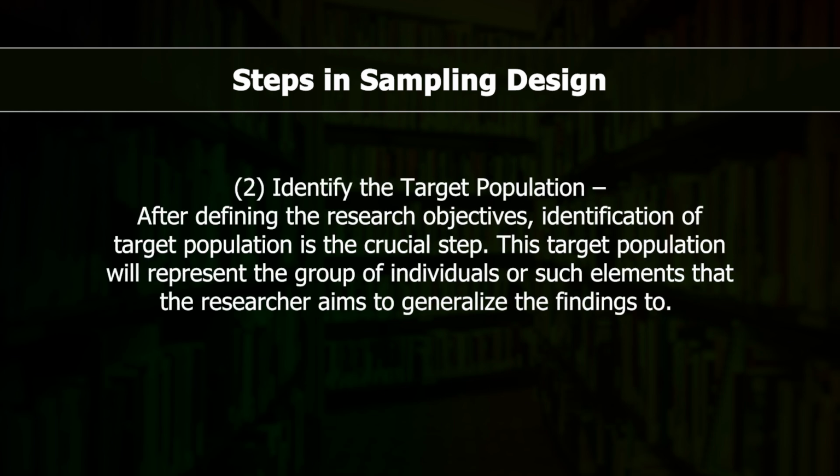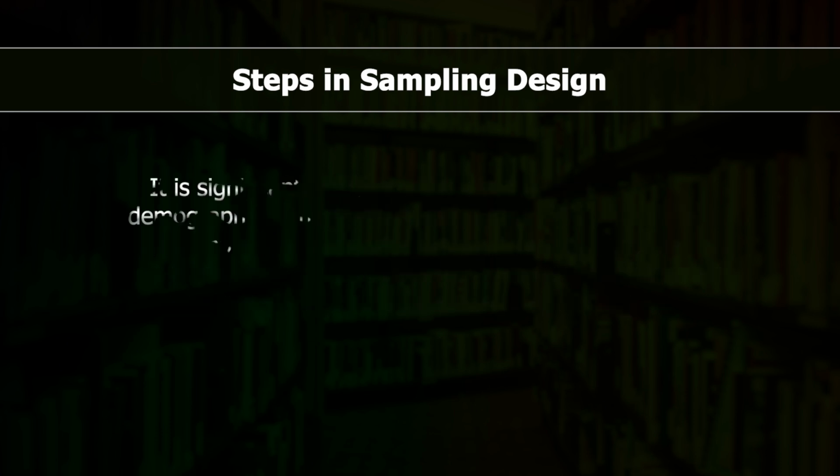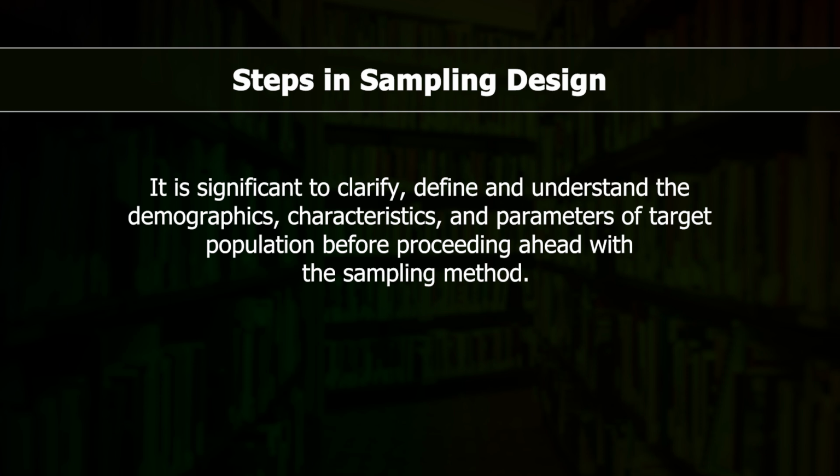Second step, identify the target population. After defining the research objectives, identification of the target population is the crucial step. This target population will represent the group of individuals or such elements to which the researcher aims to generalize the findings. It is significant to clarify, define and understand the demographics, characteristics and parameters of the target population before proceeding ahead with the sampling method.